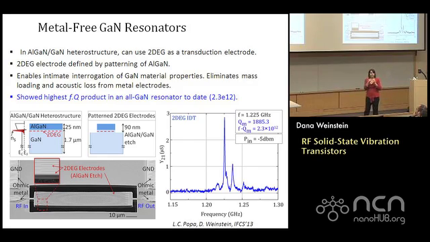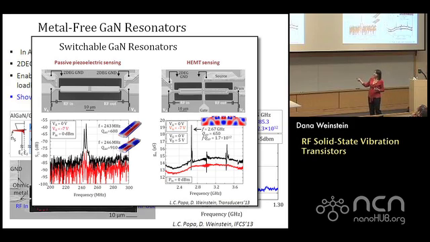Which means that there are stress gradients at these interfaces, and that translates to loss as well. There's deformation of the mode. And so it's hard to extract from, for example, these quality factors how much is really the fundamental performance of the gallium nitride and how much of it is due to the fact that I have these metal electrodes.